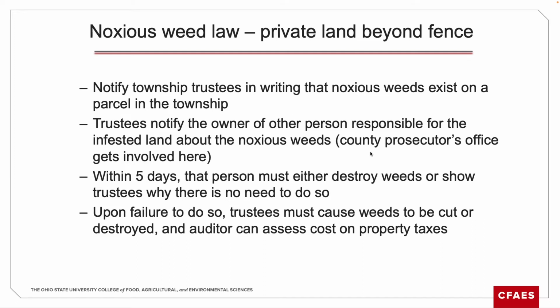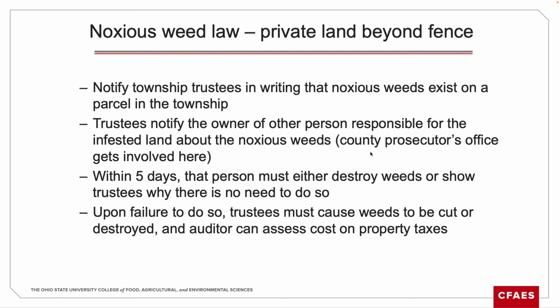So the way the noxious weed law works for private land is that if, for example, you have a neighbor on their cropland or other land that's not controlling noxious weed laws and you think this is a concern, you would notify the township trustees in writing that noxious weeds exist on a parcel in the township. They have to notify the owner or other person responsible for the infested land about the noxious weed laws. And at some point here, the trustees have backup from the county prosecutor's office, and so one of the cases I was involved in, the assistant prosecutor was involved, and I was working with her in that case.